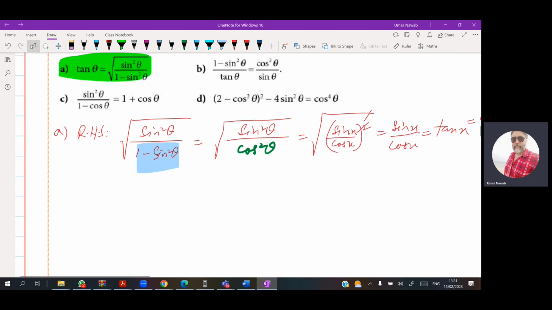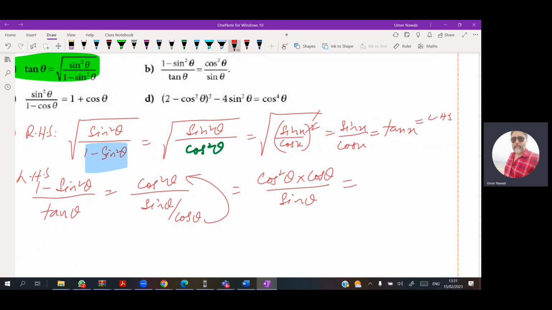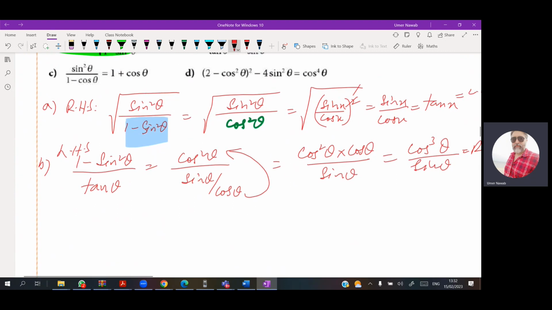It's not hard. Now come to the B part. He said 1 minus sine squared theta over tan theta. I'm taking the left-hand side, guys. 1 minus sine squared theta is equal to cosine squared theta, and tan theta is equal to sine theta over cosine theta. My friends, the cosine theta goes up, so cosine squared theta multiplied with cosine theta over sine theta. Multiply the two terms on the top, so cosine cubed theta over sine theta, and that is my right-hand side.